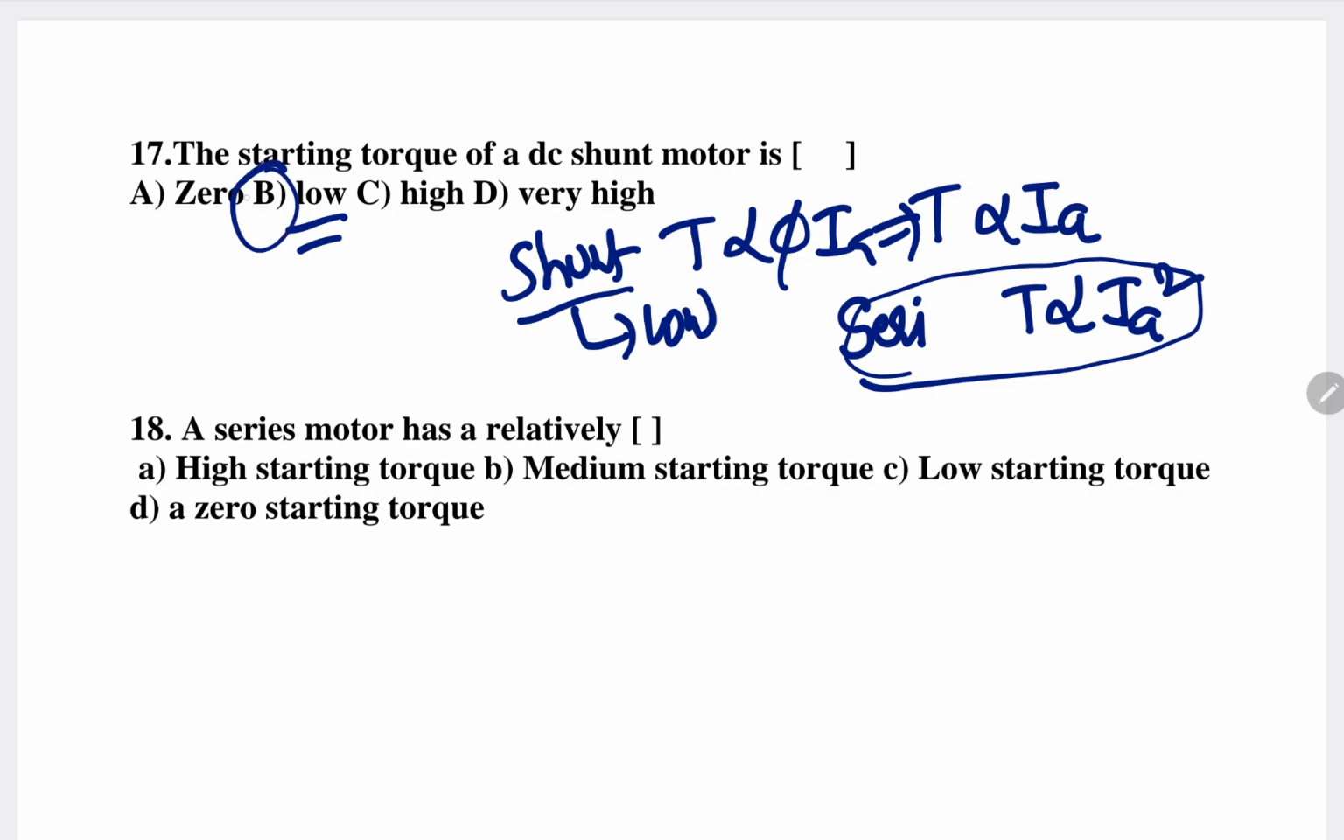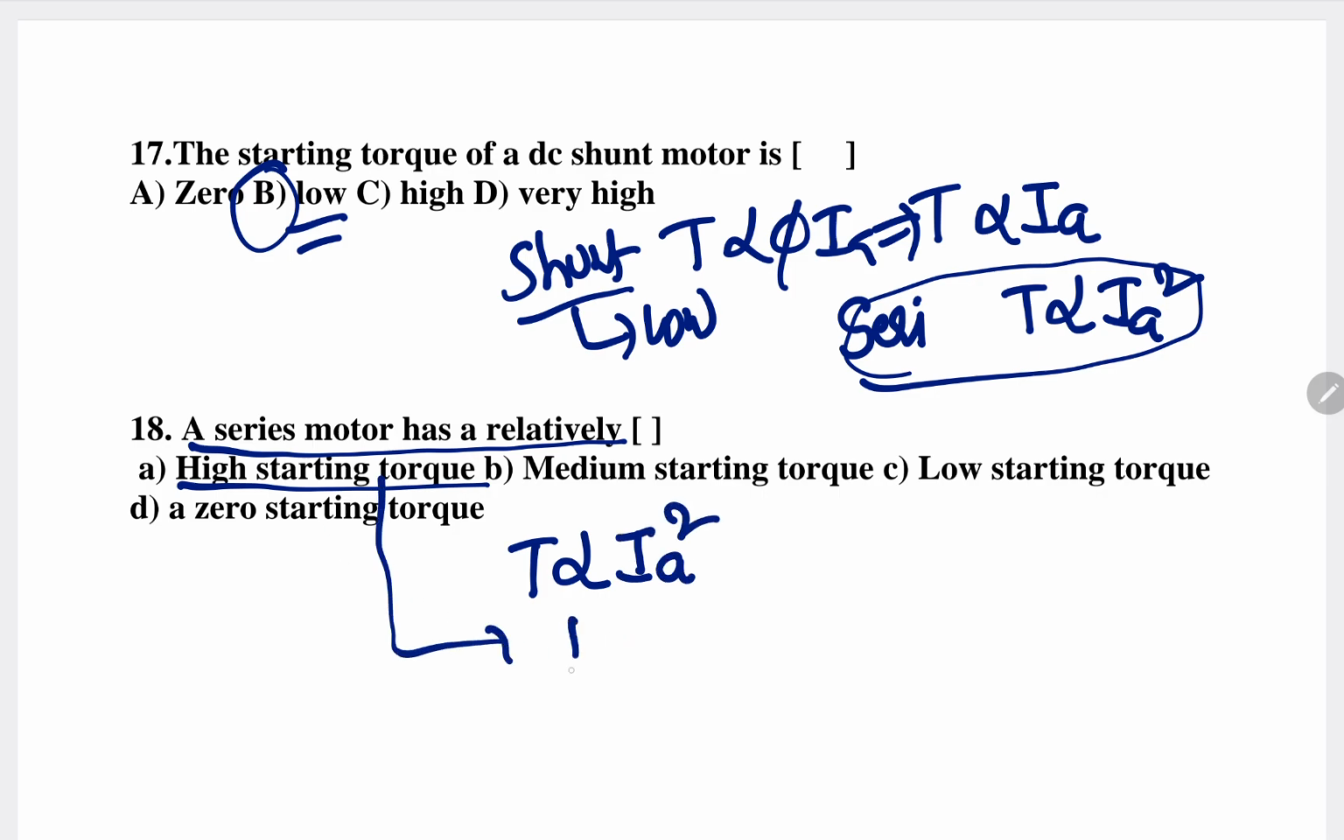So the answer is B. A series motor has a relatively high starting torque. Just now we have seen that for a series motor, T is proportional to Ia square. Therefore it has high starting torque.